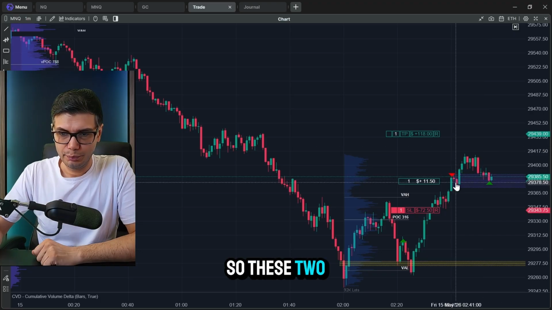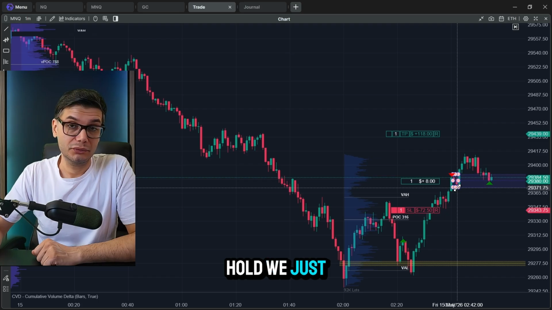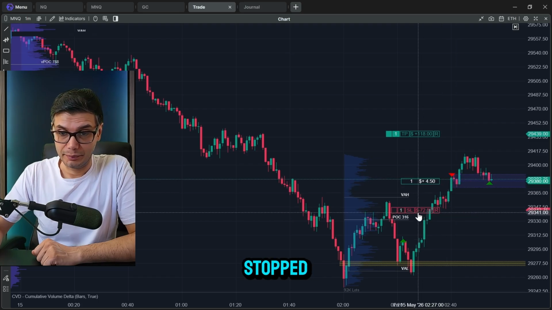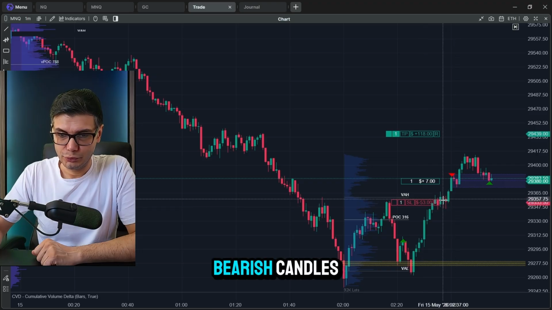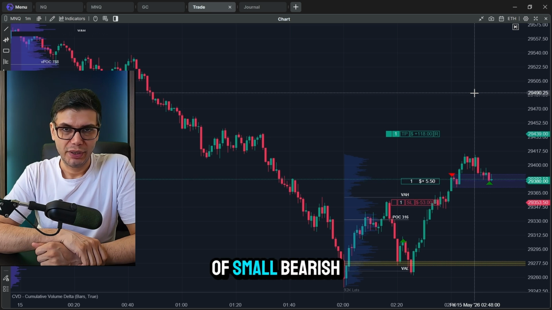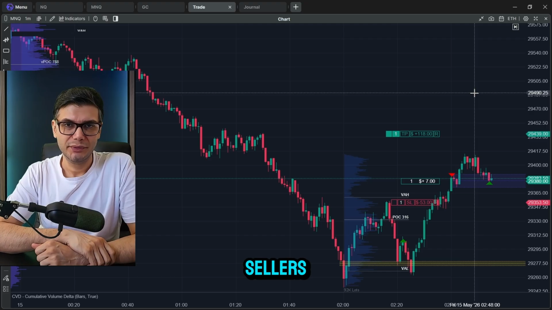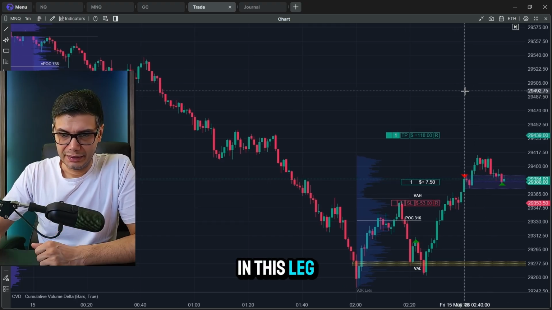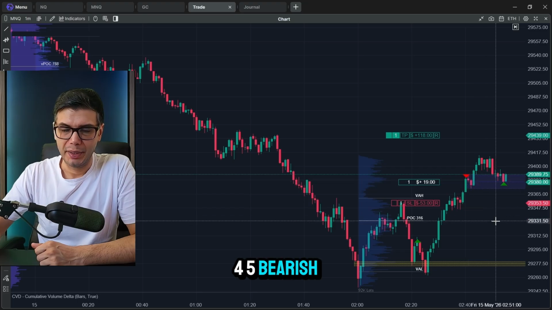So these 2 bearish candles must hold. If they don't hold, we just get stopped. So over here, I would like to move the stop to the close of these 2 bearish candles. In an uptrend, every bearish candle or a chain of small bearish candles represent trapped sellers. In this leg, we have 1, 2, 3, 4, 5 bearish candles.